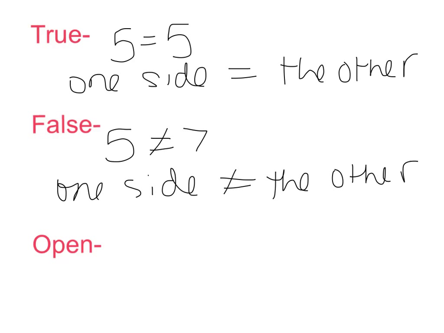And then an open statement is just going to be if there's variables. So something that looks like this: 2x plus 5 equals 7 would be an open statement, meaning we could have different values of x to make it either true or false.